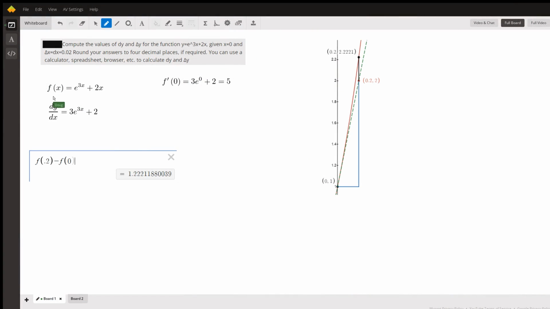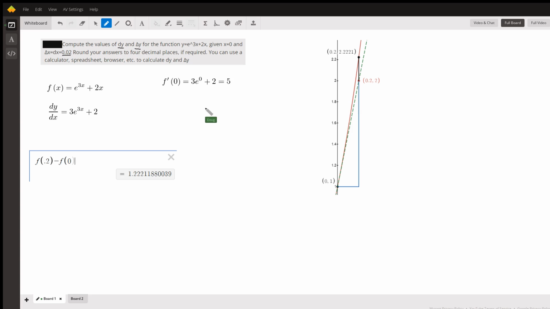Okay, you're given the function f of x equals e to the 3x plus 2x, and you're told that delta x or dx is 0.02, and you're supposed to find values for dy and delta y. For purposes of illustration, on this page, I've set delta x or dx equal to 0.2 so that you can see more of what's going on in the graph.